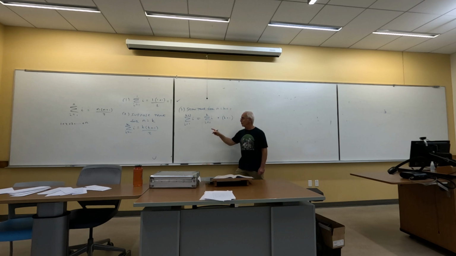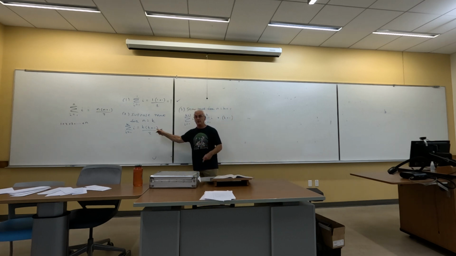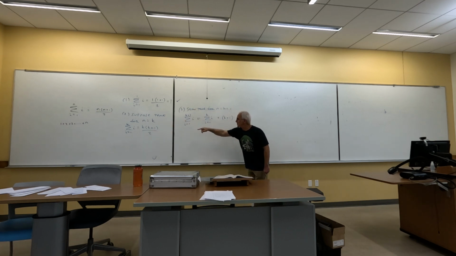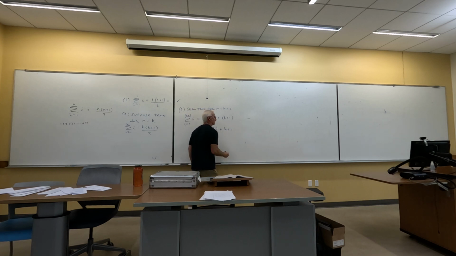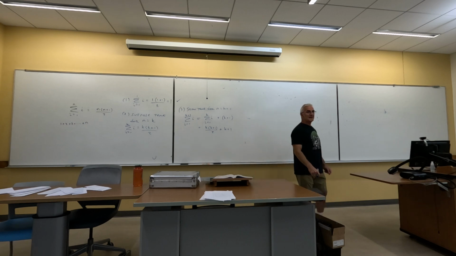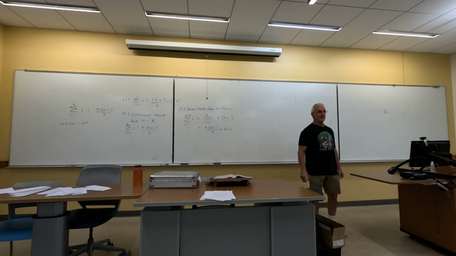This statement is true with or without this, by the way. But now that I've assumed that, let's keep going. That means that this is equal to k times k plus 1 over 2 plus k plus 1. Now we roll up our sleeves and we do some algebra.